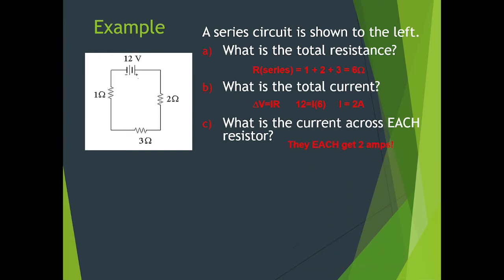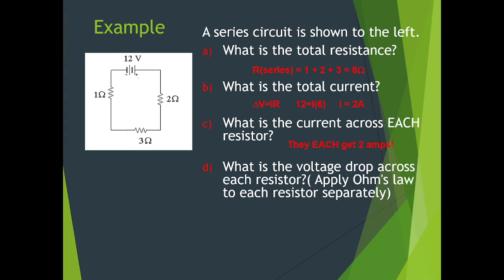What is the voltage drop across each resistor? For this question we apply Ohm's law to each resistor separately. We will see that the voltage drop across R1 is 2 volts, for R2 is 6 volts, for R3 is 4 volts. Notice that the individual voltage drops add up to the total.